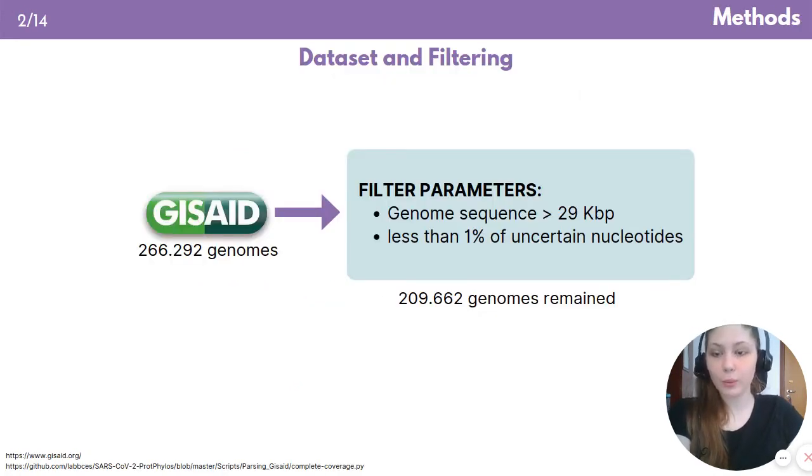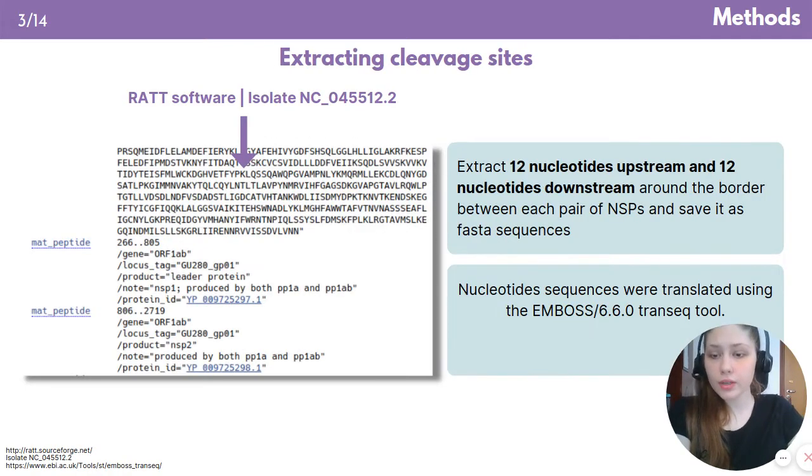First, we downloaded complete SARS-CoV-2 genomes from the GISAID database and passed this data through a filter to maintain the sequences larger than 29 kilobase pairs and in which the proportion of uncertain nucleotides was less than 1%. Then we transferred the annotation to the genome sequences using the HAT software, so we used the feature mat_peptide as coordinates to identify the bordering regions to extract the cleavage sites. Then we translated the sequences using EMBOSS's transeq tool.